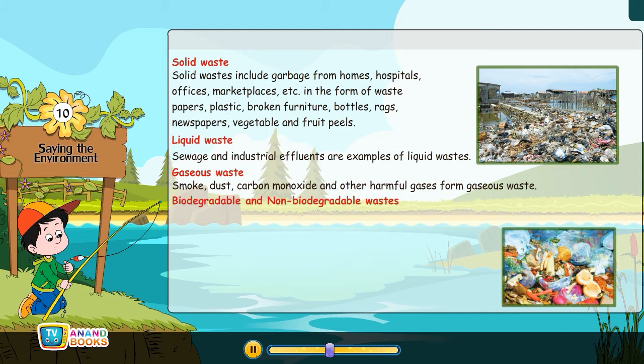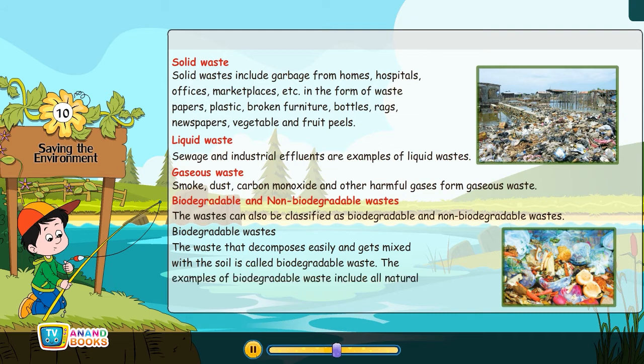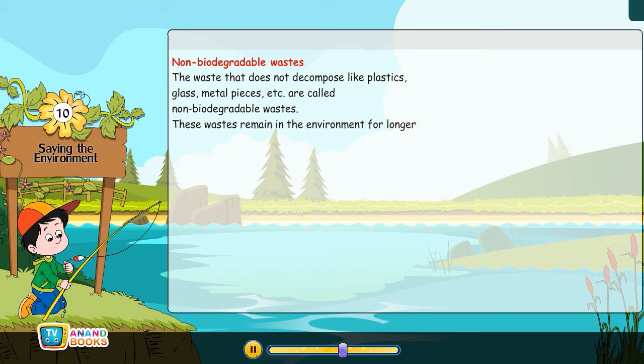Biodegradable and non-biodegradable wastes. The waste can also be classified as biodegradable and non-biodegradable wastes. Biodegradable wastes. The waste that decomposes easily and gets mixed with the soil is called biodegradable waste. The examples of biodegradable waste include all natural substances like vegetables, fruits, and leftover food. Non-biodegradable waste. The waste that does not decompose, like plastics, glass, metal pieces, etc., are called non-biodegradable wastes. These wastes remain in the environment for longer period and pollute it.